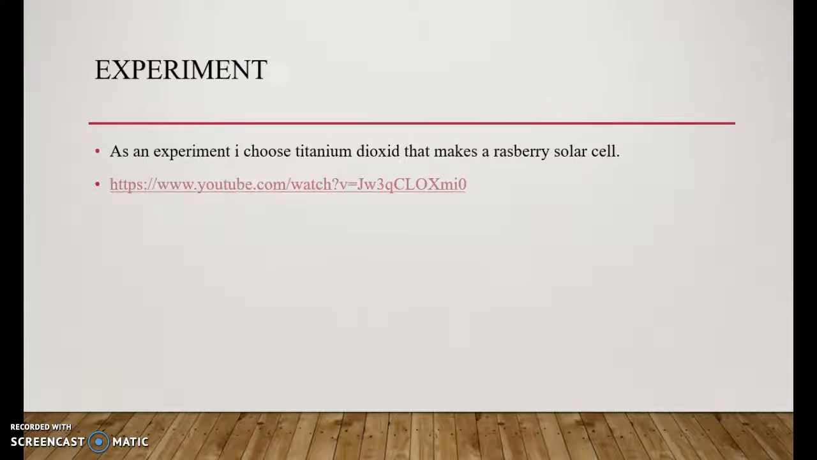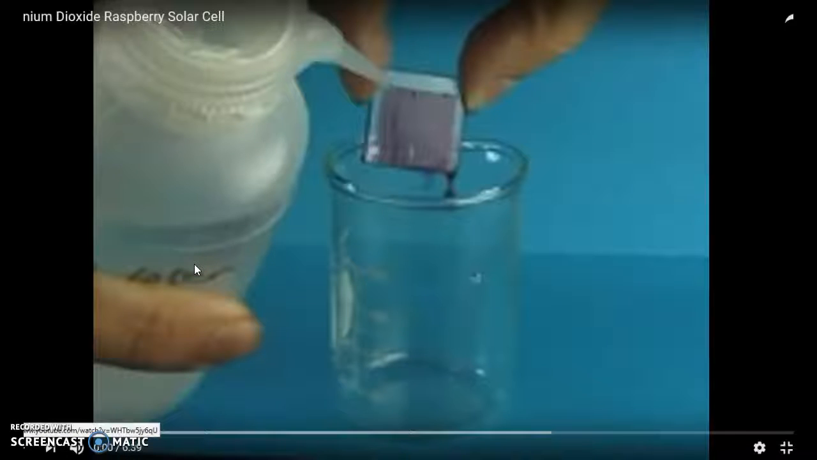The experiment. As an experiment, I chose titanium dioxide that makes a raspberry solar cell. It was really tough to find some good experiments with a chemical formula, so I couldn't find the chemical formula for this experiment. I tried my best, but I have the video here of how it works. But I can say that the chemical formula for titanium oxide is TiO2.